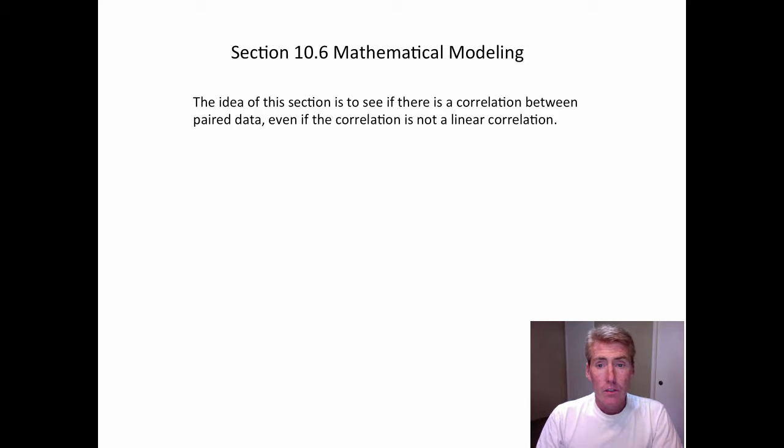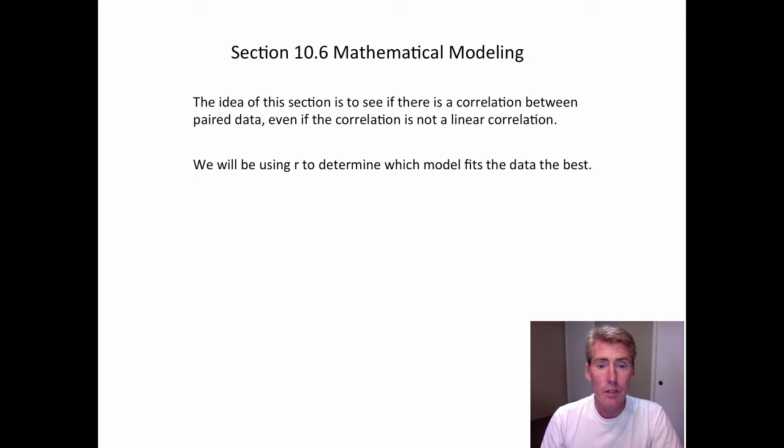Here we are at the end of chapter 6, this section 10.6, quick and easy. To tell you the truth, this is not going to be on the test or anything, but we do need to go over, basically for other classes, sometimes they bring up other mathematical models other than linear regression, which is all we've done in chapter 10 so far. So we're trying to see if there's a relationship or a correlation between paired data, just like we did with linear correlation in the previous two sections of chapter 10. But the difference is maybe it's not going to be linear, maybe it's going to be some other type of correlation. So we're going to be using R to determine which is the best.